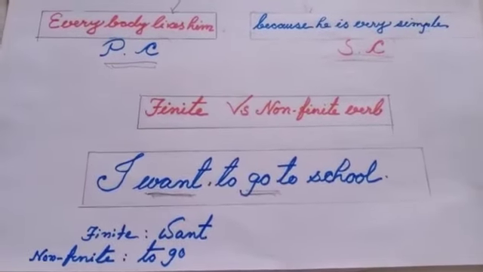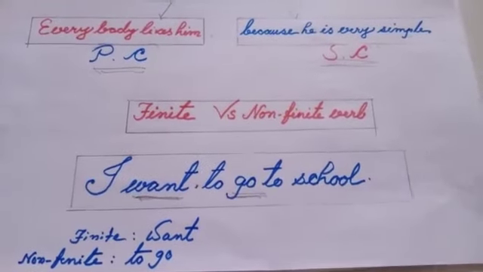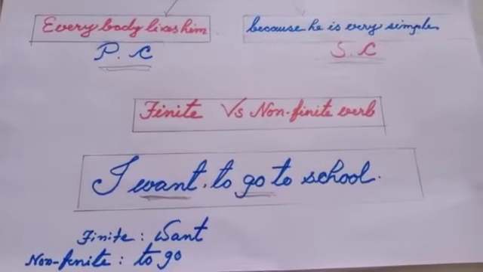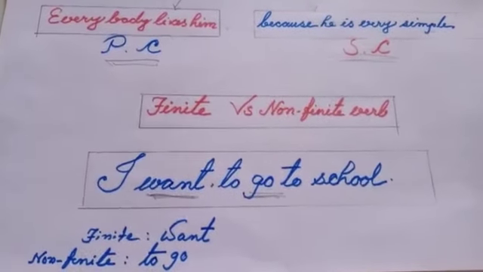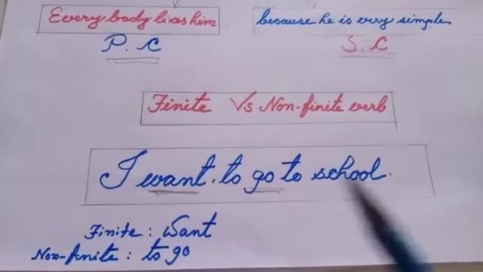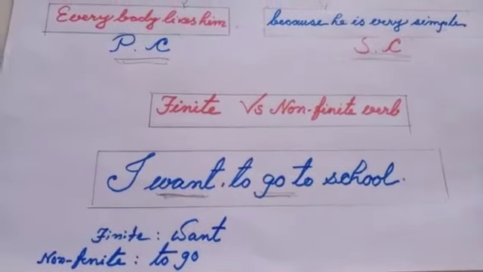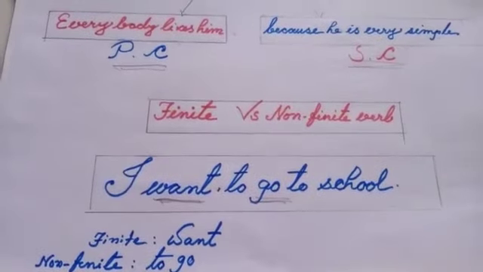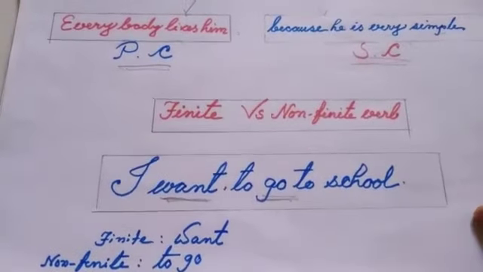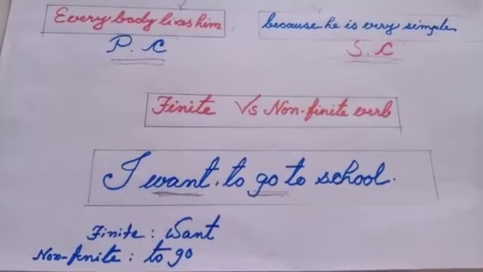But if I say I to go, do you think it is giving some proper meaning? I don't think so, right? It can't be a sentence, I to go. That's why we can say that want is finite verb and to go is non-finite. We can't use a non-finite verb without the help of finite verb. Remember, my dear students, this concept is very important, right?